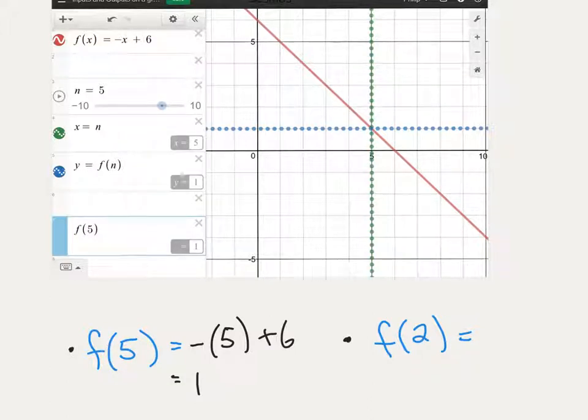Okay, so let's pause for a second. You can pause the video if you'd like, and we're going to think about this f of 2. I'm going to be quiet here for a few seconds.